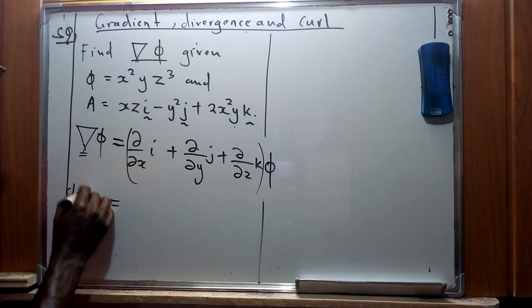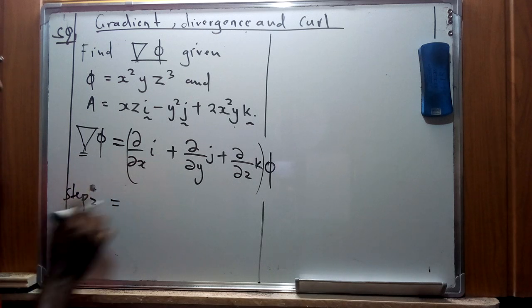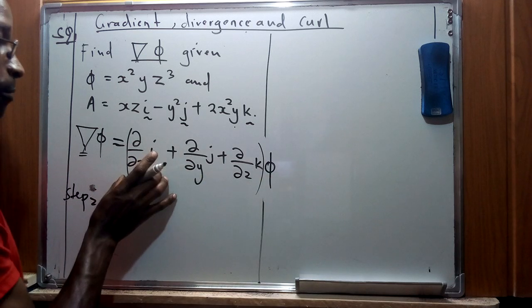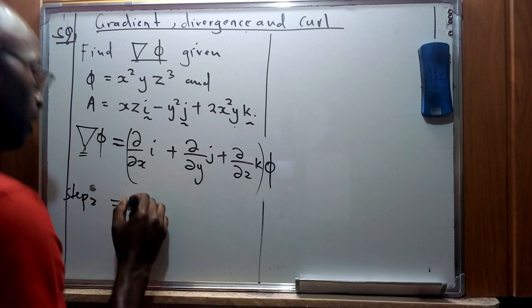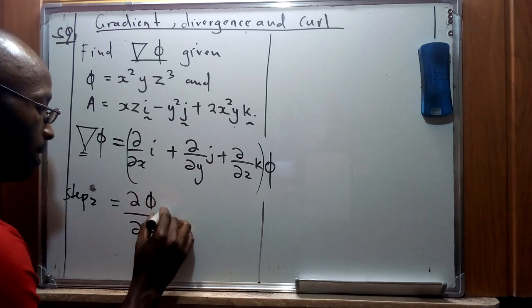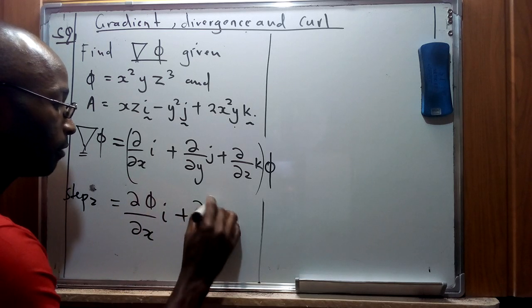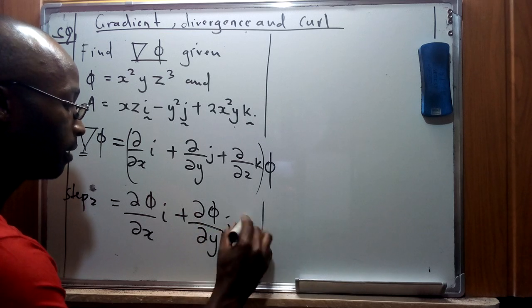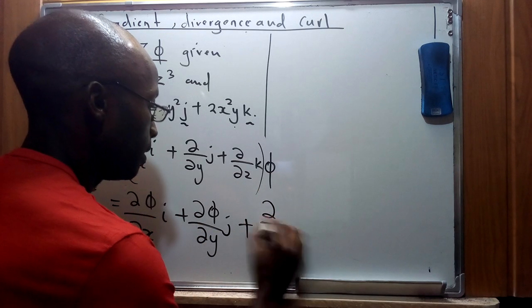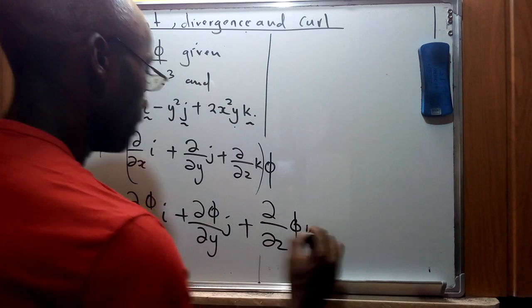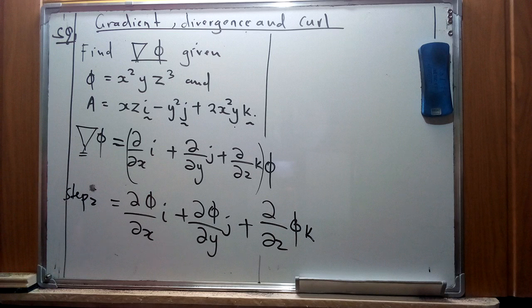So step 2, we're going to represent this phi in terms of i, j, k. So therefore it will be del phi by dx i plus del phi by dy j plus del phi by dz k. This is okay. So basically this is how we can represent this equation.